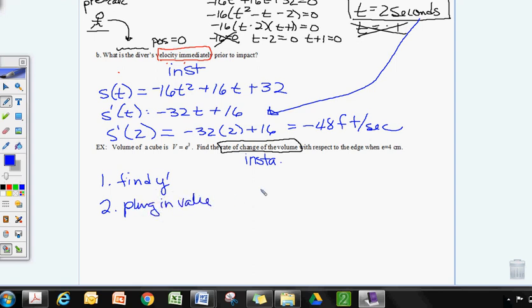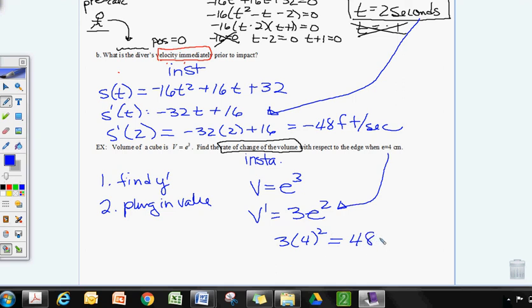Okay, we've been doing this. So volume equals e cubed. Volume primed would equal 3e squared. Take the e, plug it in. 3 times 4 squared is going to give me 48. And this would be centimeters per whatever the time is. Okay, so notice it's not an average. They gave you 1 point only, so that's what makes it not an average.